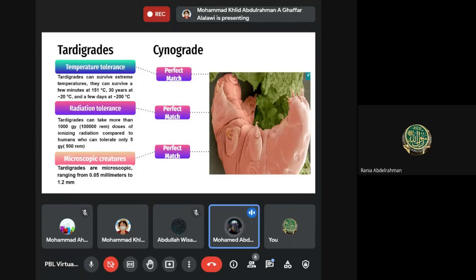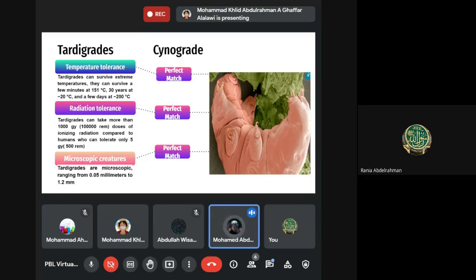The second thing that tardigrades have is radiation tolerance. Tardigrades can tolerate great doses of radiation. Just as an example, they can tolerate 100,000 rads of radiation, compared to humans, who can only take 500 rads. They have a very high tolerance to radiation, and they can live in space up to 10 days, which enables them to live on Mars for a very long time.